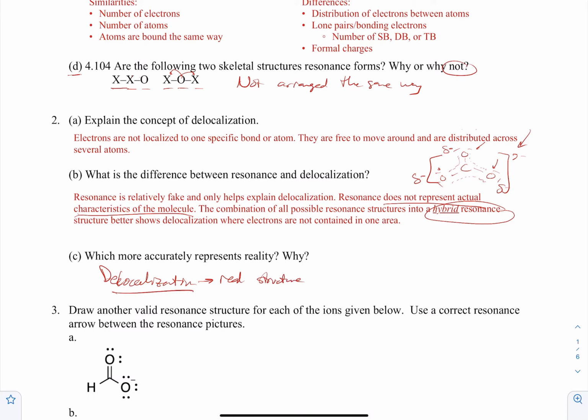Resonance kind of helps us keep track of electrons and where the negative charges are, or the formal charges, I should say. But other than that, for the most part, delocalization is going to be our reality, or the hybrid, I'd say a hybrid resonance.